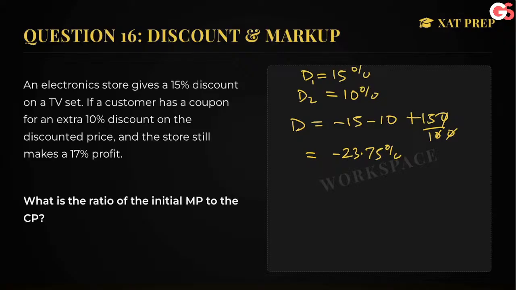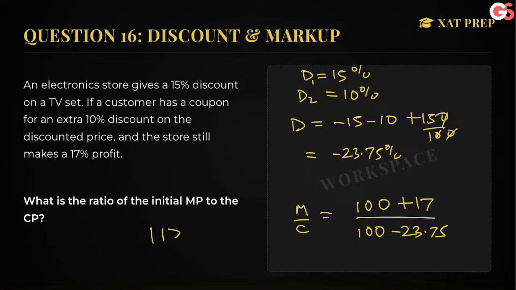इसके बाद भी 17% प्रॉफिट हो रहा है, तो एमपी और सीपी का रेशियो क्या है? मैंने हैक बताया है, M/C is 100 plus P. What is P? 17 upon 100 minus this 23.75 is what we can do. Clear? So 117 upon 73.75, ये कितना रेशियो है निकाल लो, that is the answer.